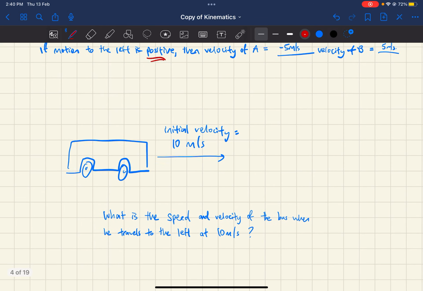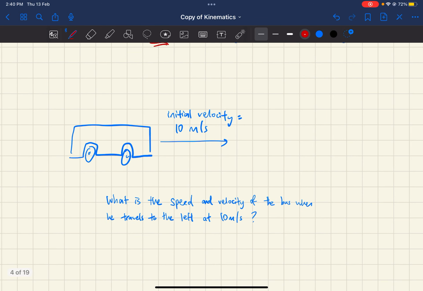Next portion over here. So initially I have this bus, he's traveling towards the right at 10 meters per second. So this one over here is trying to tell you that right is positive.